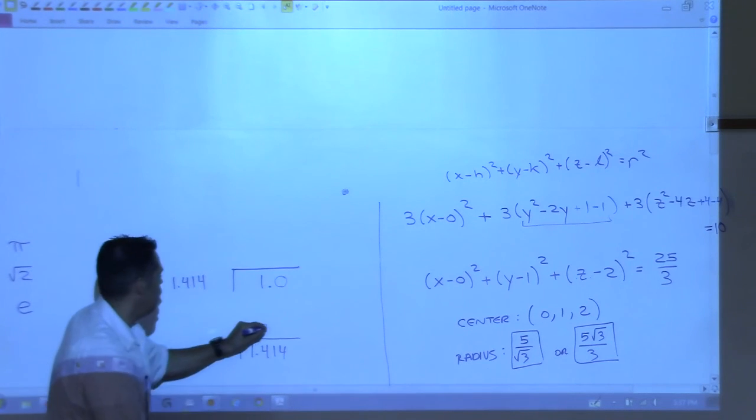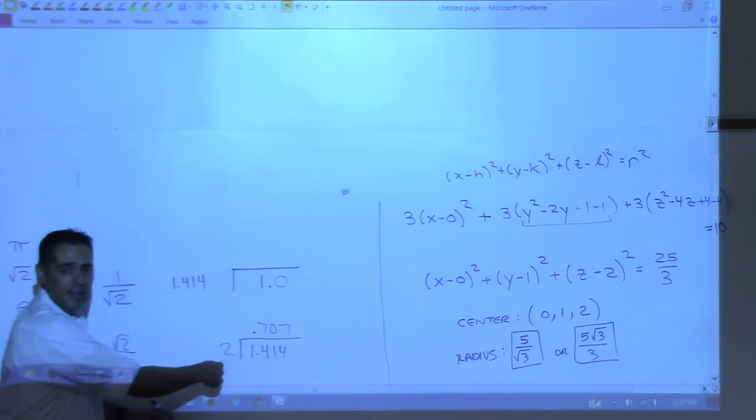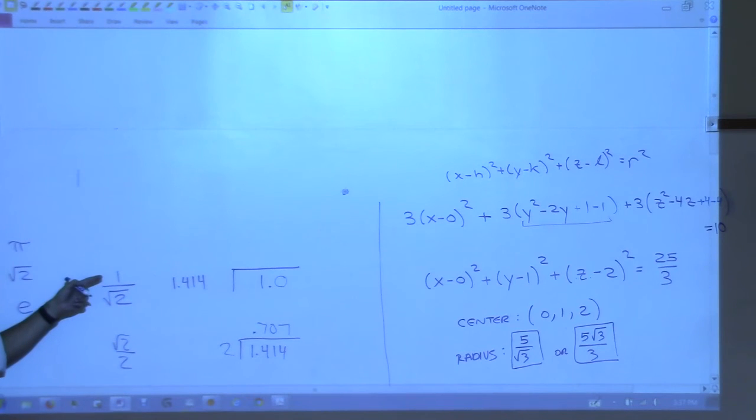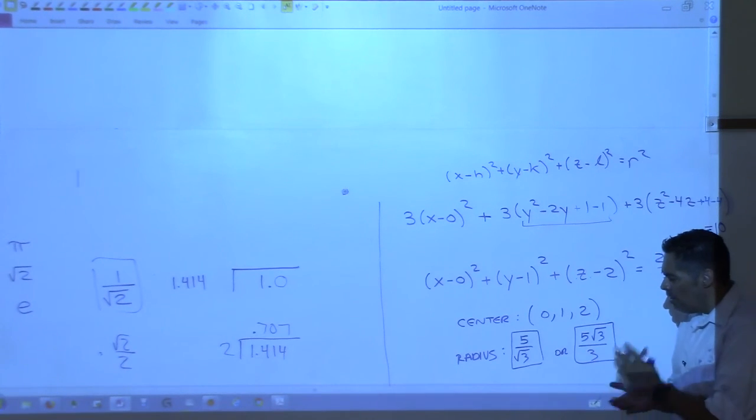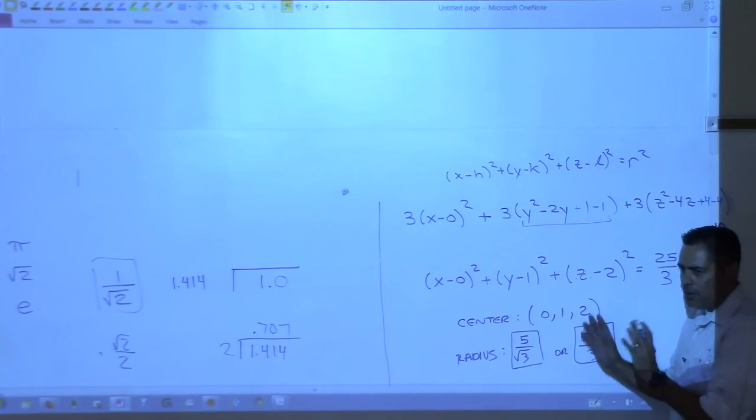And then you can continue on, and this would be a lot easier to do by hand than it would be to do this way. You see that? This is preferred if you don't have a calculator. But we have calculators, so this is fine. These two are the same. There is no hard rule that says you must rationalize denominators, and I don't ever do it unless I have to.